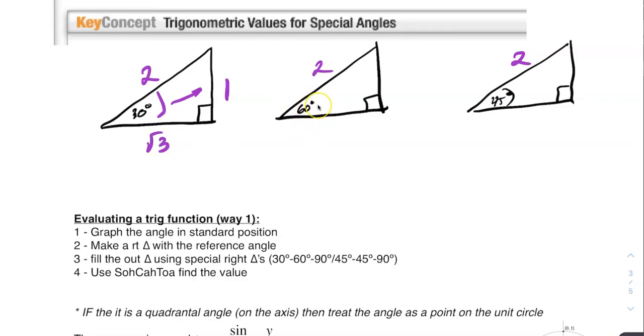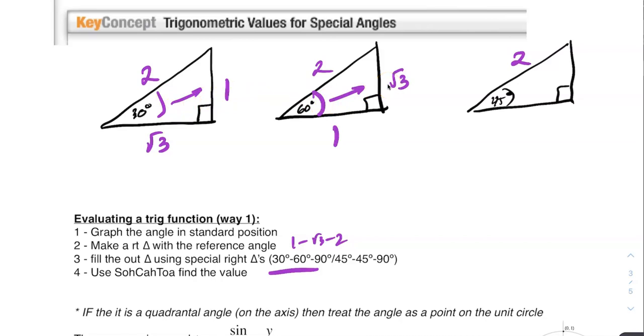Over here, we have a 60. That's a big angle. It's the biggest angle we have. So obviously that's the rad 3. Rad 3, 1, 2. So that's a 1. Remember, the 30-60-90 triangle has 1, rad 3, and 2 in it. And that's the way it goes. Small angle gets the 1, big angle gets the rad 3, 2 is always hypotenuse.